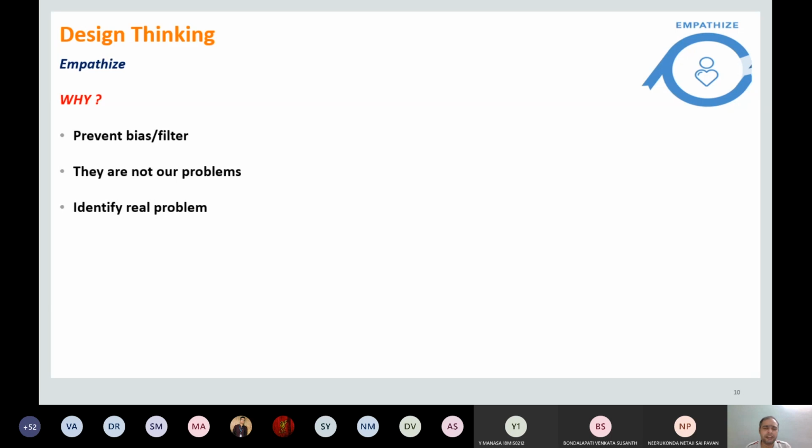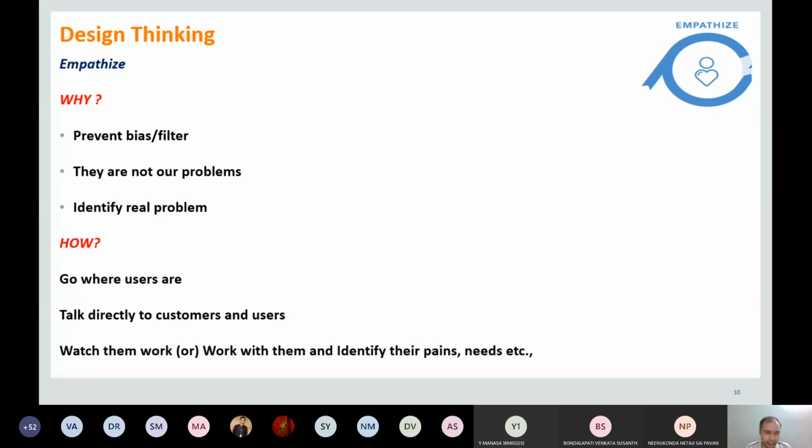Then you should identify what the real problem is. What is the real problem you're trying to address? How are we going to do that? You're going to go to the user, talk to your customers directly, make them work, and observe them while they are working, or work with them, so that you understand. That's what I told you. You have to go to the customer and understand what the difficulty is in experiencing the product.